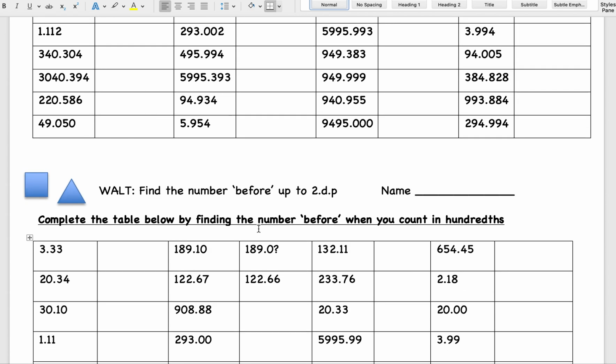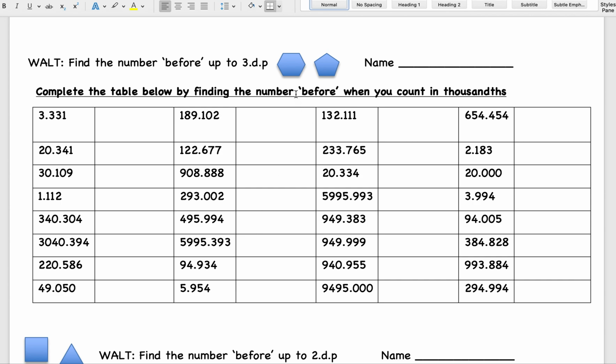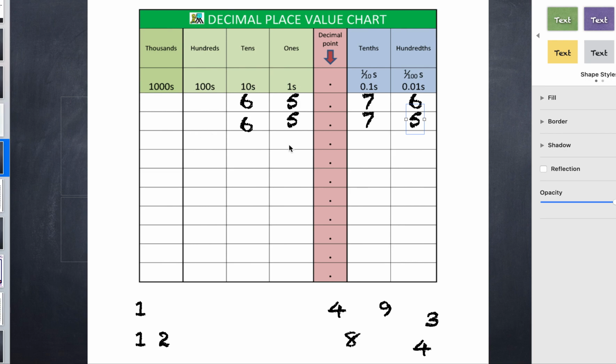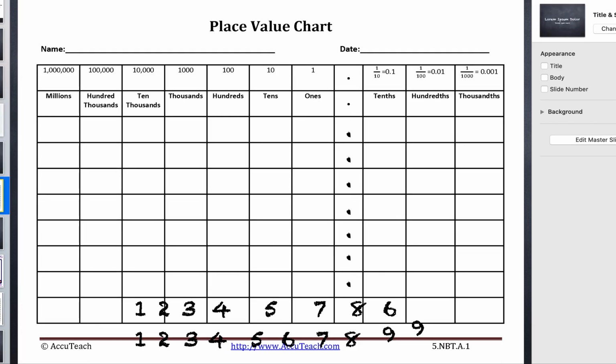Okay, so that's squares and triangles work. Now finally, let's have a look at the hexagons and pentagons work. If it says find the number before when you count in thousands, we're subtracting 1 from the thousands column. Not the tenths like circles were today, not the hundredths like squares and triangles were. We're working in the thousands column. So let's look at my place value chart, and I have a different one now. This place value chart has tenths, hundredths, but also thousandths. As you can see to the left, it goes up to millions as well. We don't need to worry about that just yet.